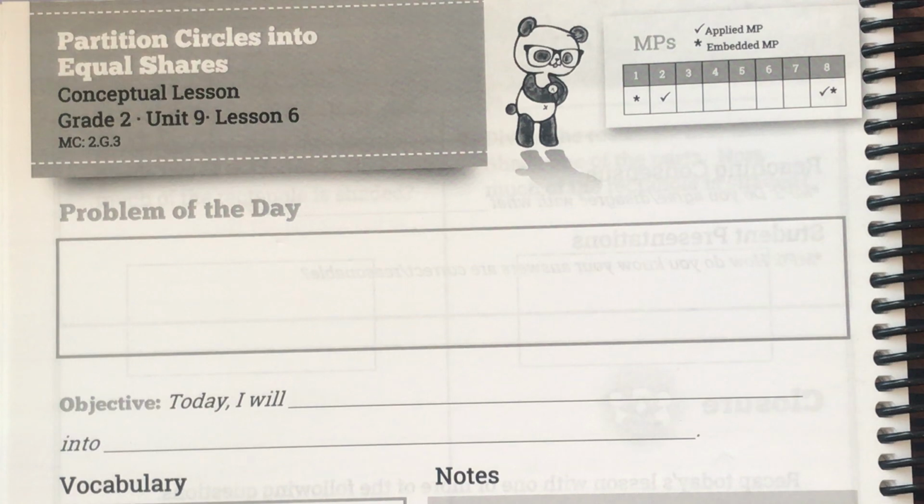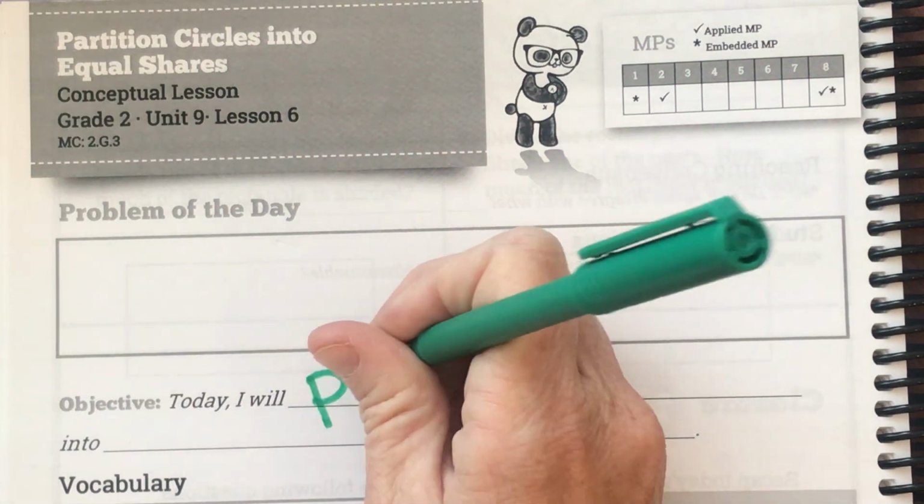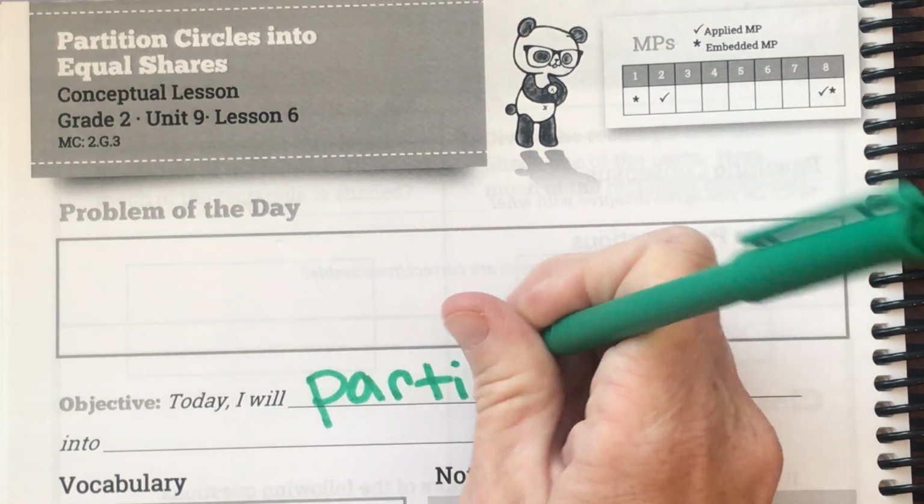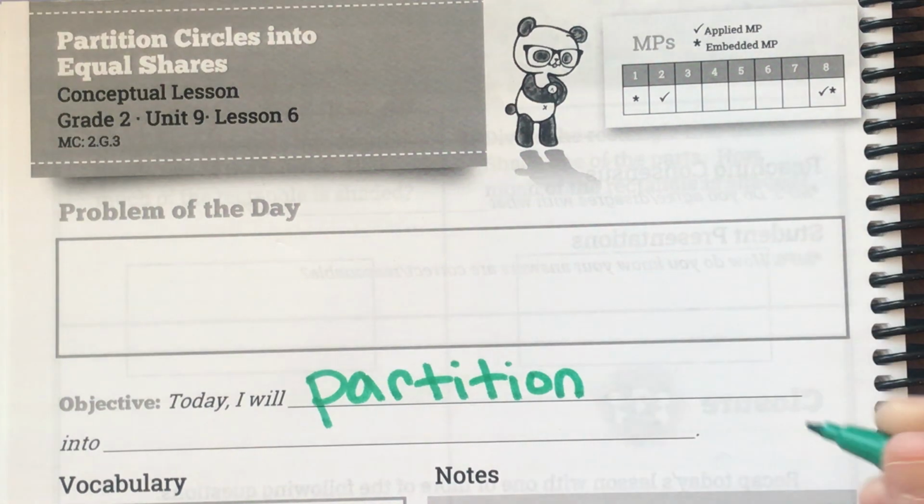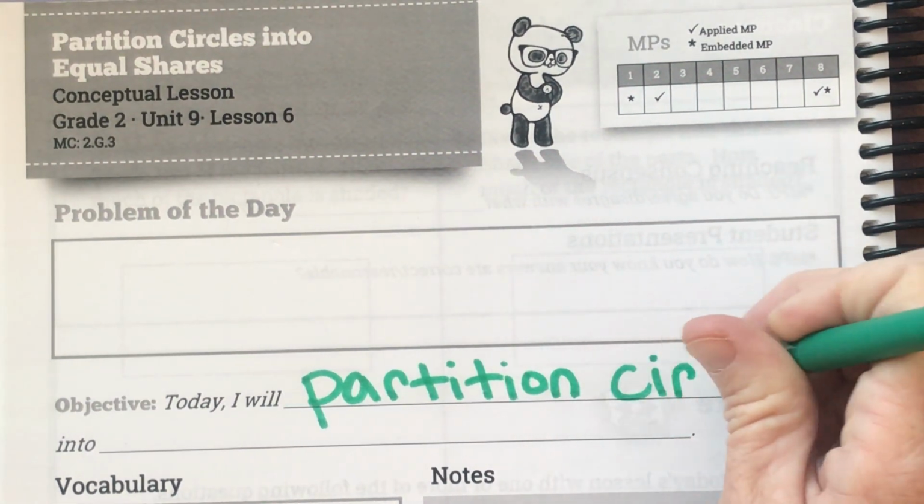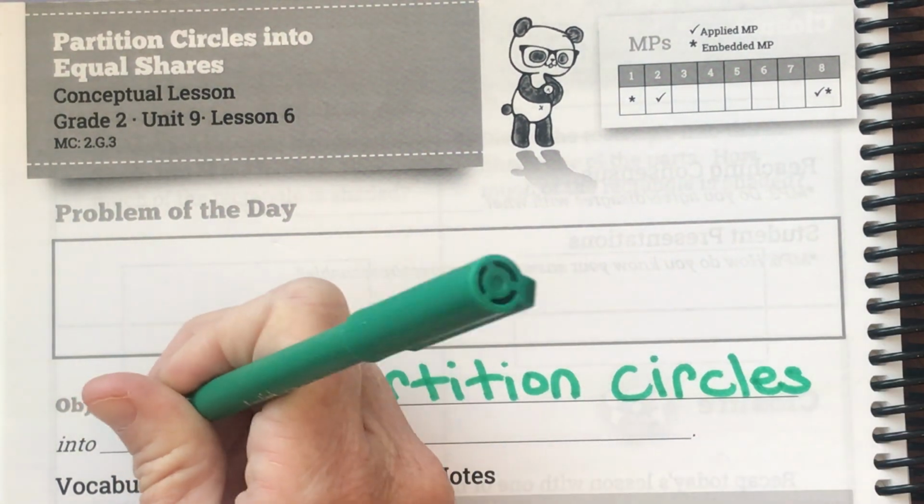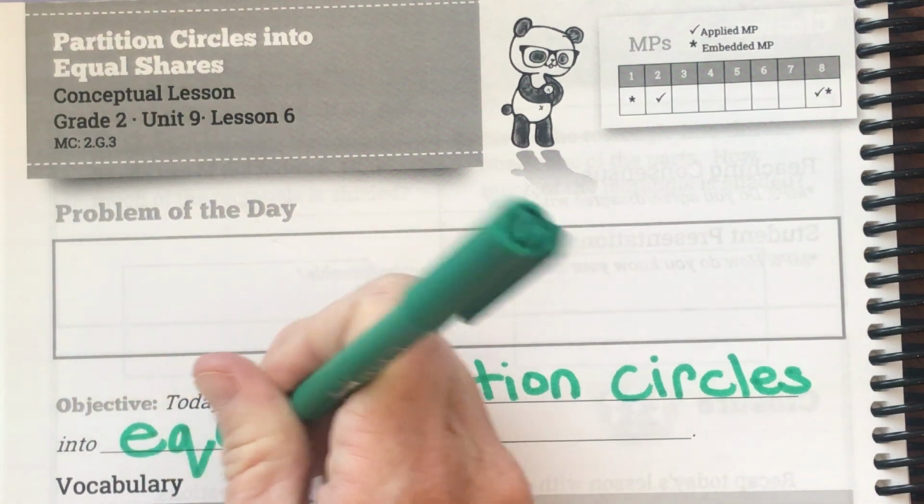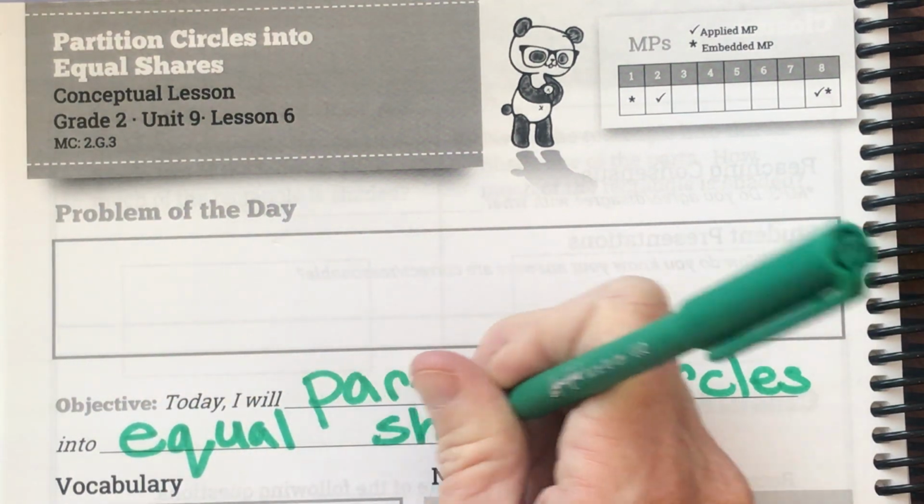We are on page 21, and today's objective says, today I will partition circles into equal shares.